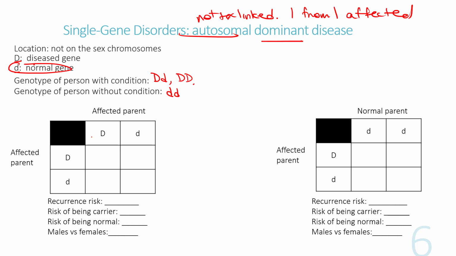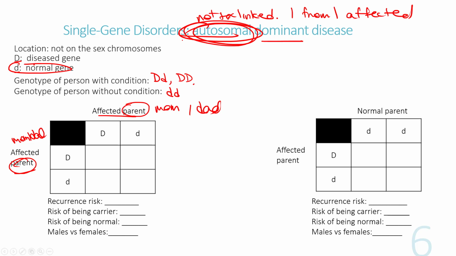Okay, so what you have is an instance on the left when both parents are affected. And note how I say parent, right? Because it doesn't matter whether this is the mom or the dad, or whether this is the mom or the dad, because these are found on non-sex linked genes. Okay, so this is the disease gene, and the little d is a normal gene. All right, so let's go to it. So say they have 4 kids.